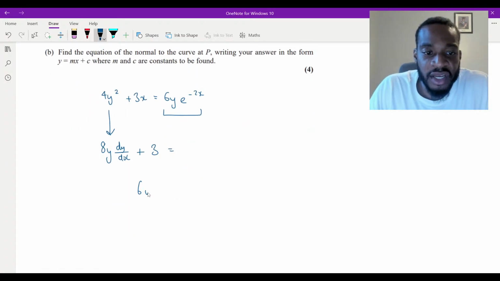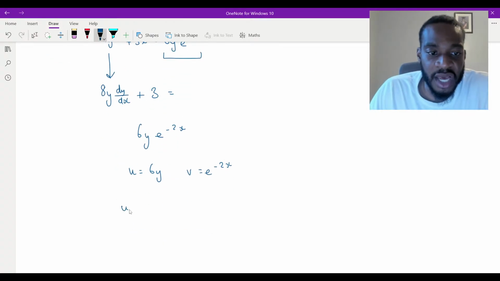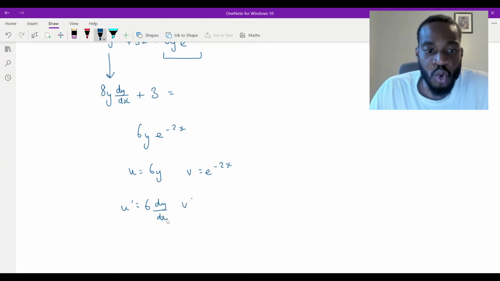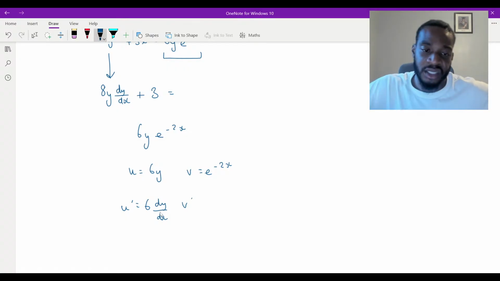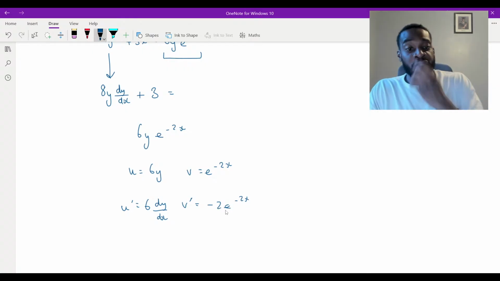So you've got 6y e to the minus 2x. I'm going to say that u is going to equal 6y, v is going to equal e to the minus 2x. Well done, guys. u dash is going to equal 6, no, it's not. It's going to be 6 dy/dx. You've got to be careful. And then v dash is going to equal minus 2 e to the minus 2x, isn't it? So we get that there.